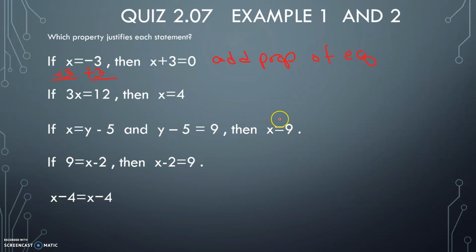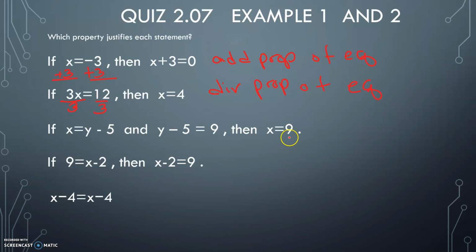All right. Next, we have 3x equals 12, then x equals 4. We divide both sides by 3, giving us x equals 4. That is the division property of equality. All right, we have x equals y minus 5, and y minus 5 equals 9.